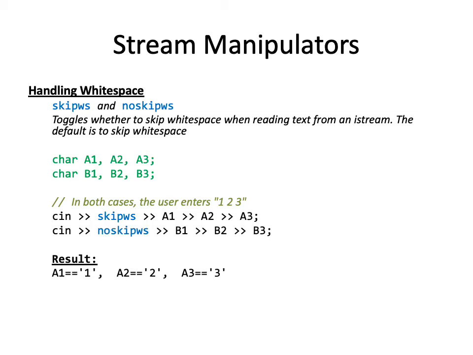Now, if we do no skip white space and then read from that same thing and the user says 1 space 2 space 3 again, now if we extract from that stream no skip white space and then B1, B2, B3, what do you suppose we'll get? Let's pause for a sec. Here's what you'd get. It would read the 1 as a character, it would not skip the space, it would read B2 as the next character in the stream, which is the space, and then it would read the next character, which is the 2. Cool.